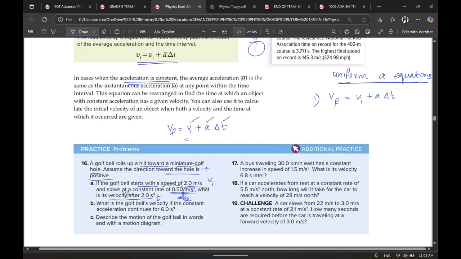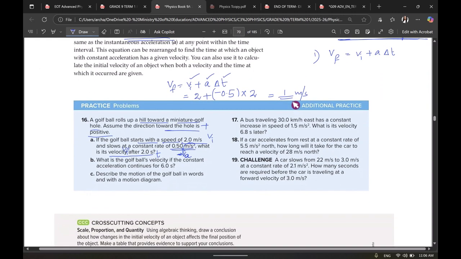So what is the speed? Speed is positive, which is going upward, which is positive itself. So 2 plus, and what else? Slowing at a constant rate. So minus 0.5 multiplied by what? 2. 2 is the time. So once you do it, you will be able to get 2 minus 1, which is 1 meter per second. That's how it has to be done. Okay, 1 meter per second.